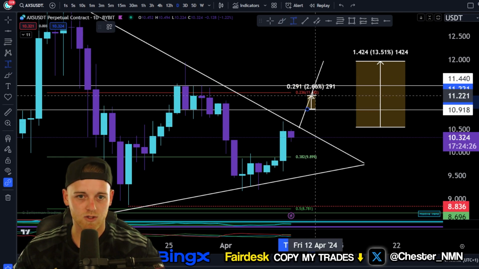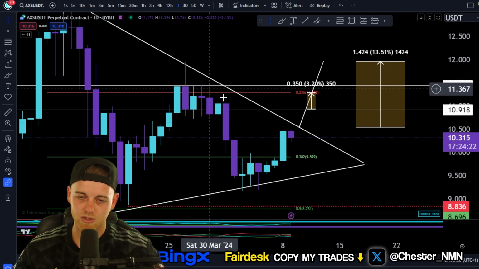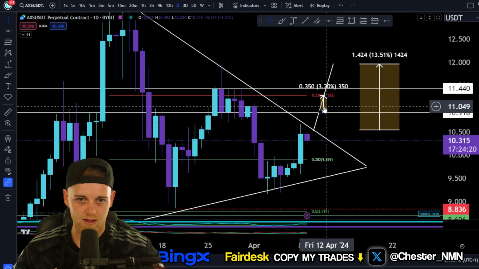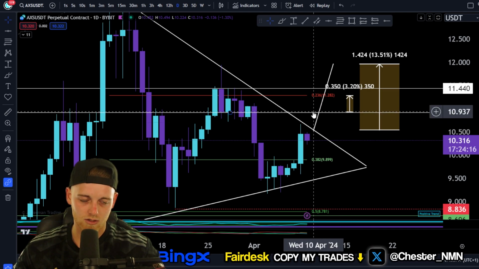Probably going to be up to the Fibonacci retracement of the 0.236, and that does mitigate the risk of not hitting that top side level of resistance there. So around 3.2% on the cards for Axie Infinity if we get that candle body close to the upside from that point.